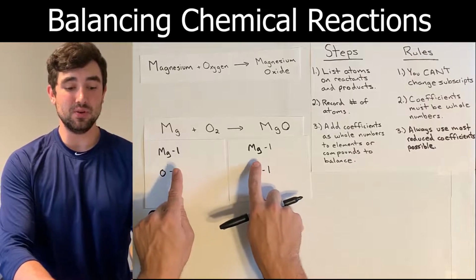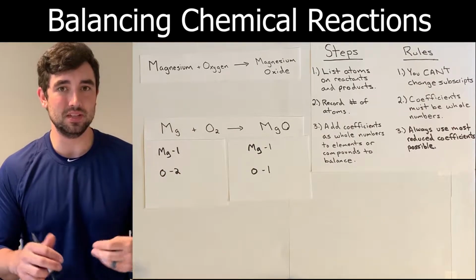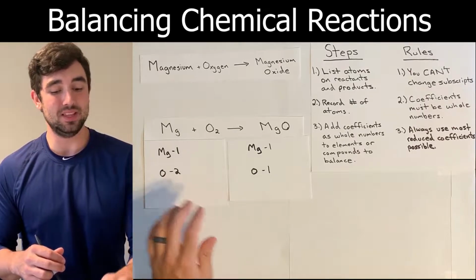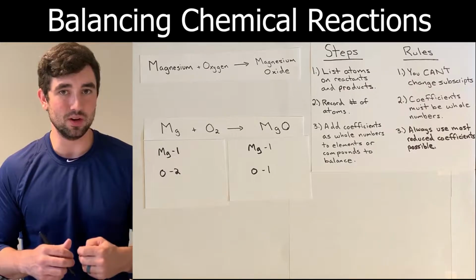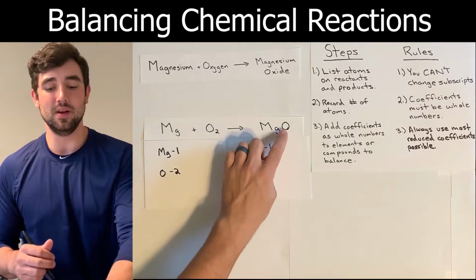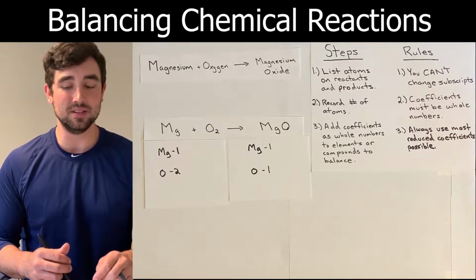The magnesiums look great. There's both one on the reactants and the products, so there's nothing that we have to do necessarily to that initially. But when I look at the oxygens, I notice that there is twice as many on the reactants. That's not going to work. It's unbalanced. So now I need to figure out a way to get the oxygens on the products to match the oxygens on the reactants.